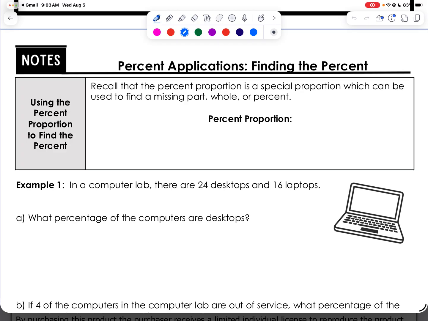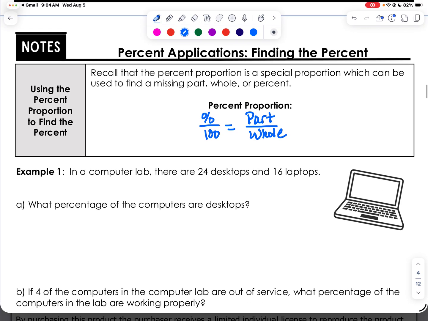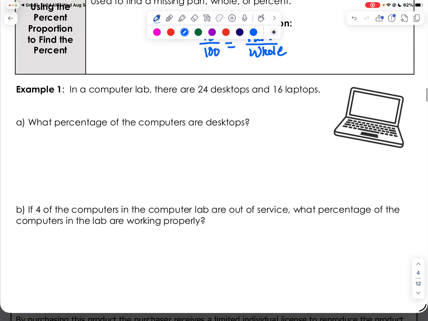Before we do that, let's review our percent proportion. Recall that the percent proportion is a special proportion which can be used to find a missing part, whole, or percent. Our percent proportion is percent over 100 equals the part over the whole. Now let's look at an example of the percent proportion in use.